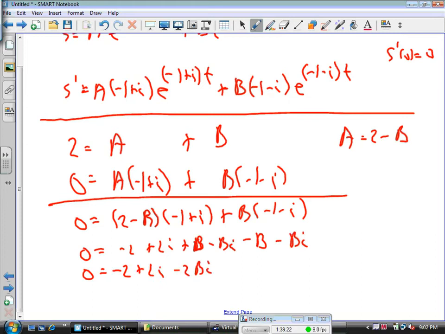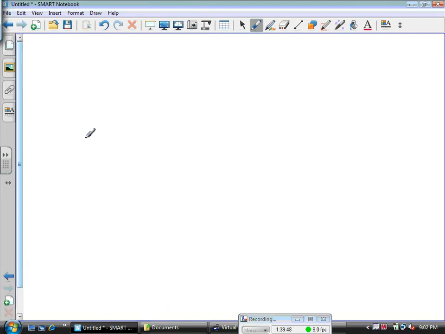How do you get B alone? What are you going to do with this? You could, but I would simply add it. What are you going to do with this? Subtract it, so you get 2 minus 2i is negative 2Bi. How do you get B alone? Divide by negative 2i, right? I'm going to need the next page to do that. So it's 2 minus 2i over negative 2i. That's B.